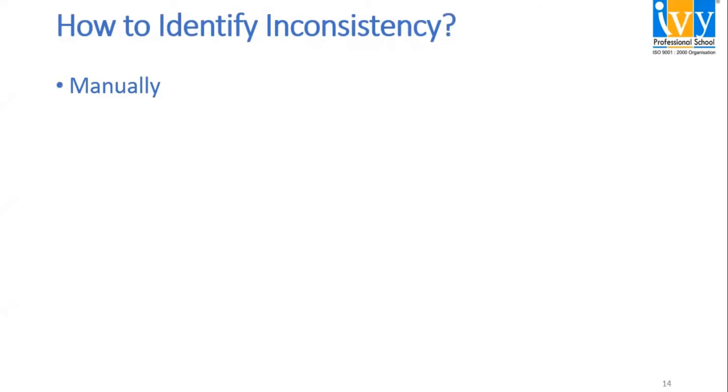The first way to identify inconsistent data is manually. But the drawback is that it is time consuming and error prone. The other way is using tools. Let's see how we can identify inconsistency using tools.